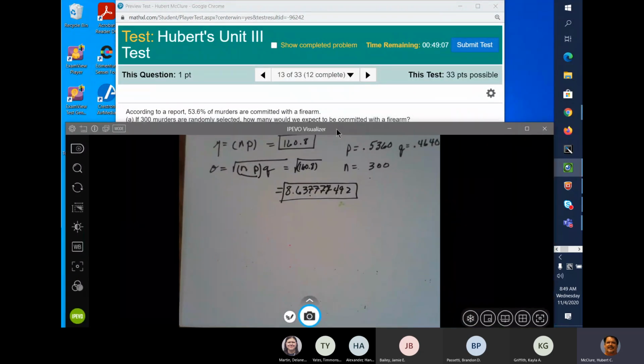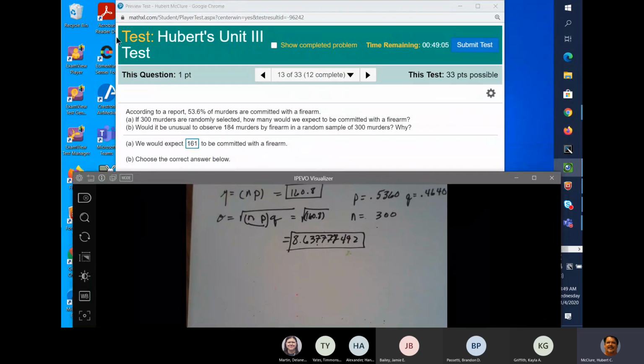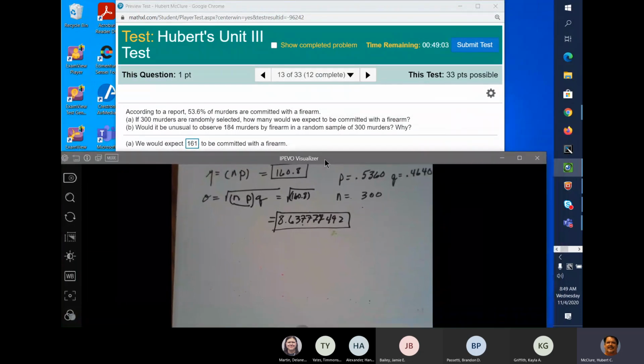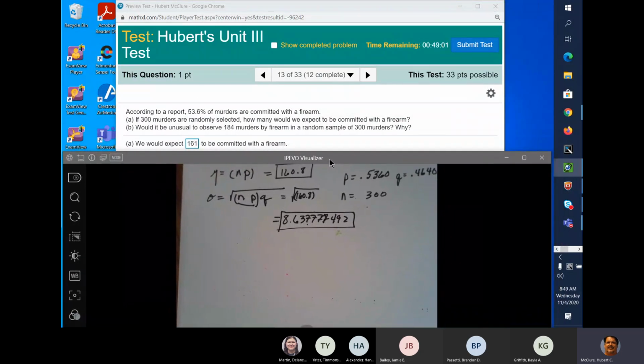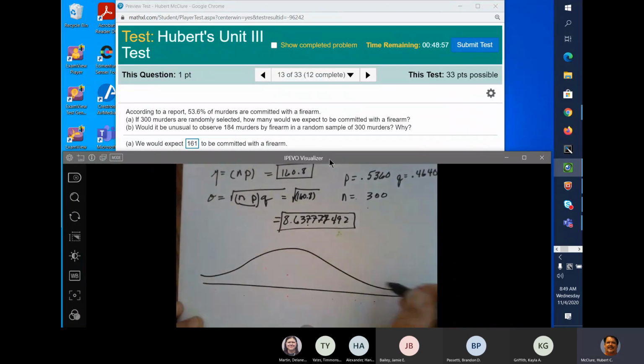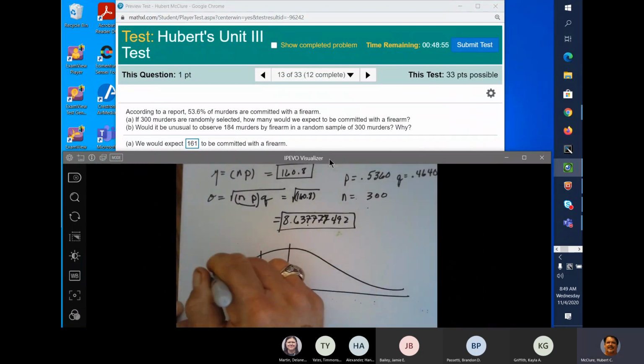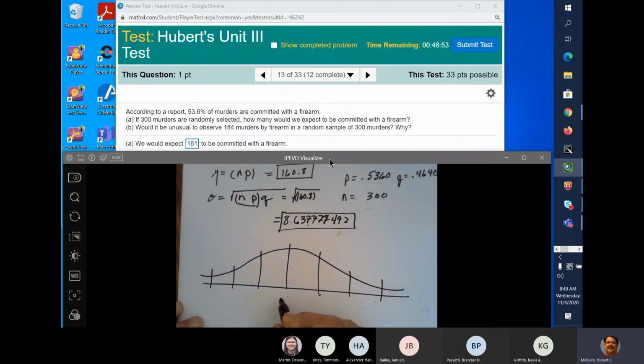Okay, well, there's the question. I'm not going to try to waste time, so I'm going to draw a picture. And 160.8 is in the middle. So 160.8, I've got to use the calculator. It's got a decimal.